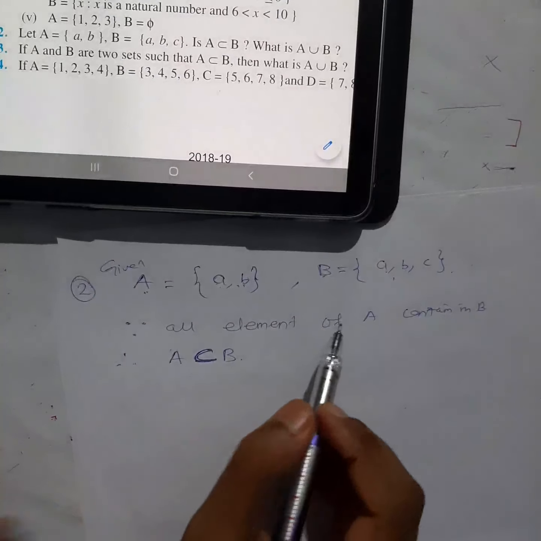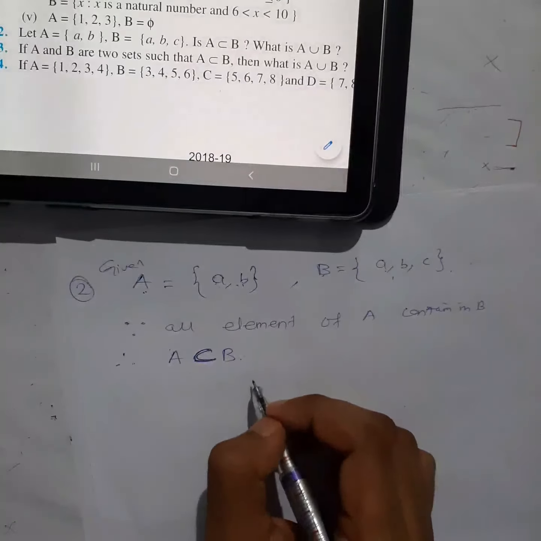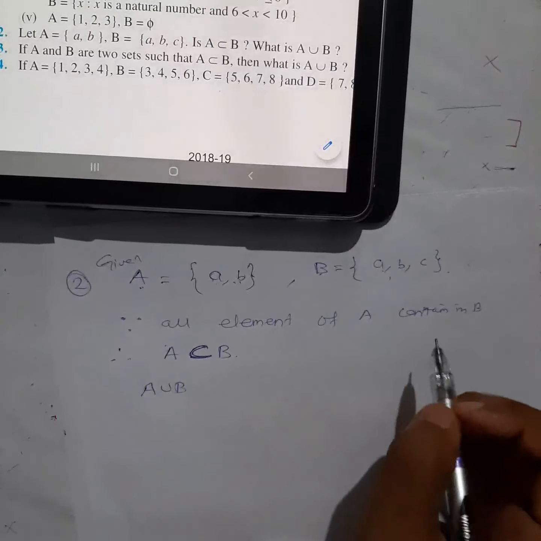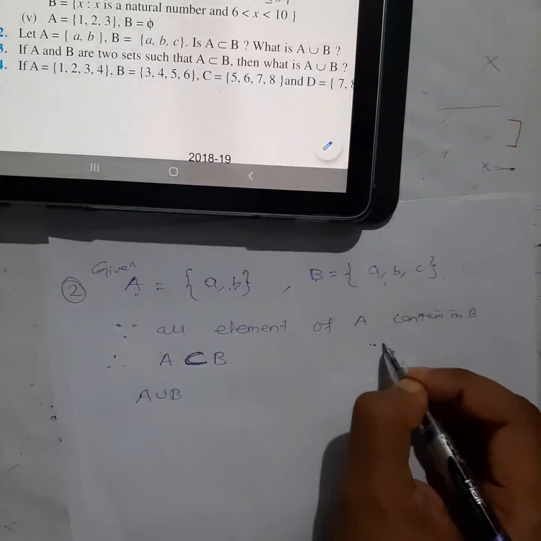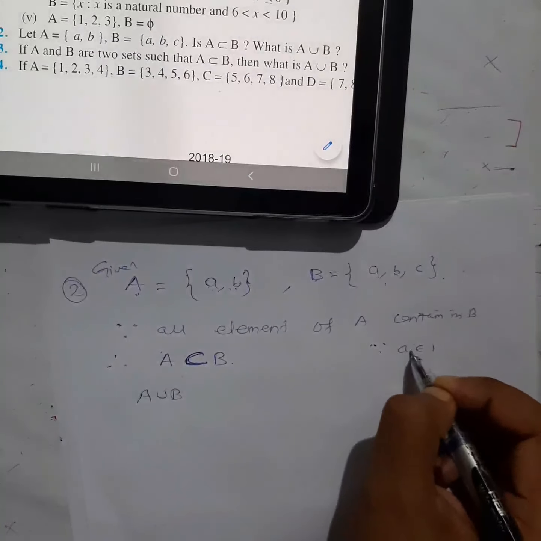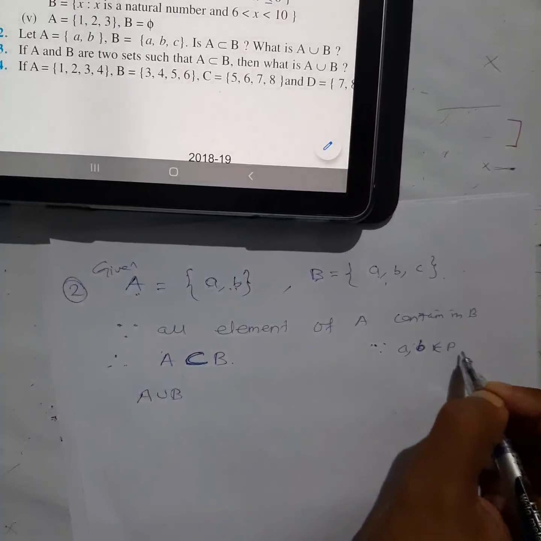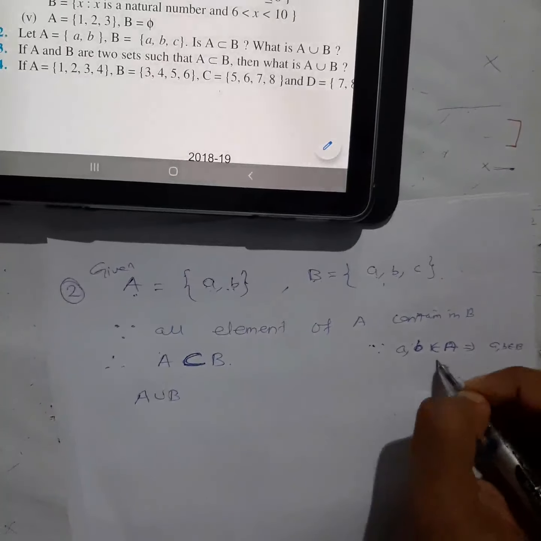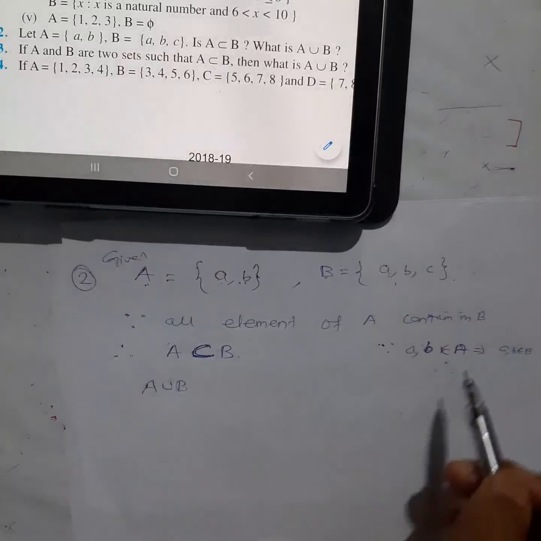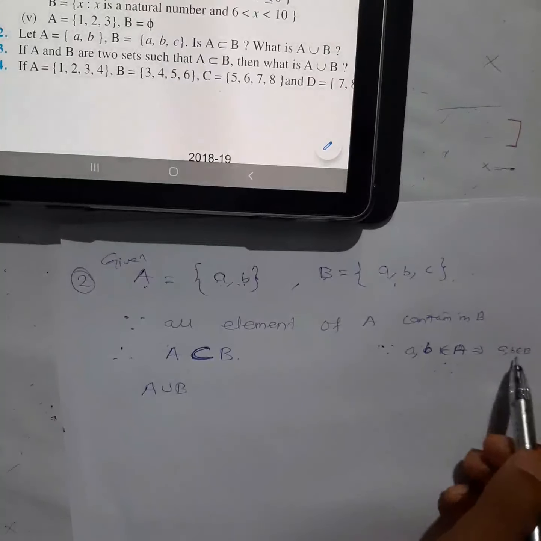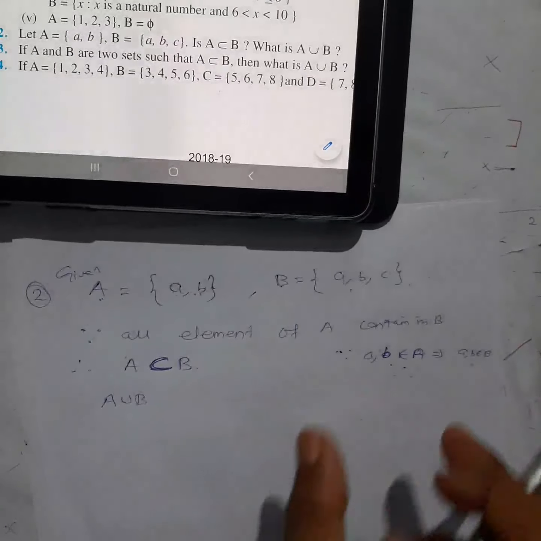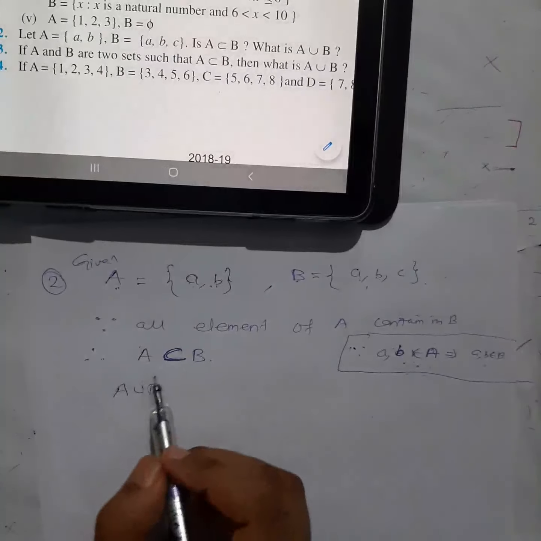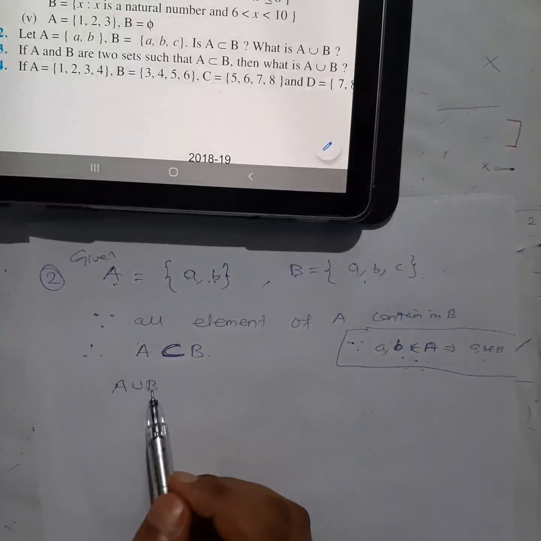Okay, now the next second part is they have asked you to find out A union B. You can write this one in a different form also. Okay, so you can write like this: since a comma b belongs to A implies a comma b belongs to B. Therefore, you can write A is a subset, proper subset of B. This was the other definition. Remember, I have given the alternate definition also. This also you can write. Okay, this is optional, or you can write in words also like this.